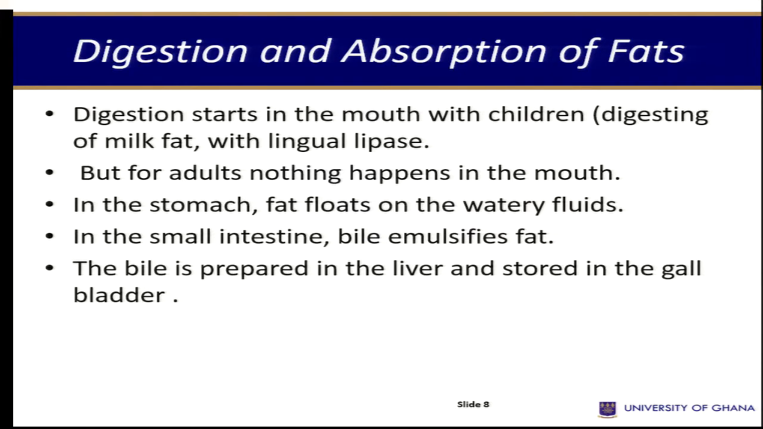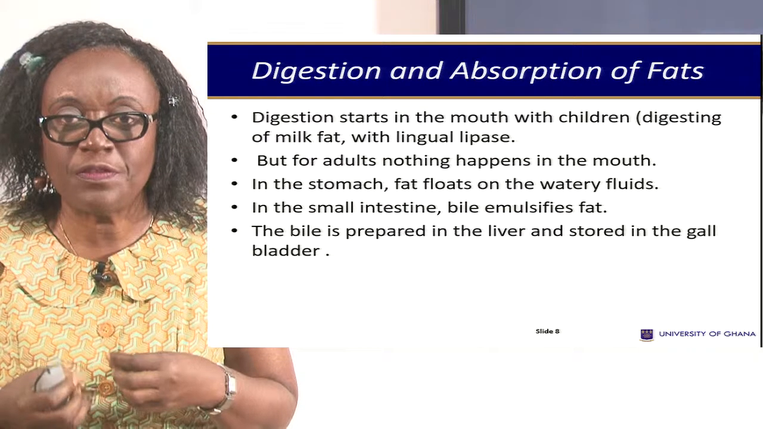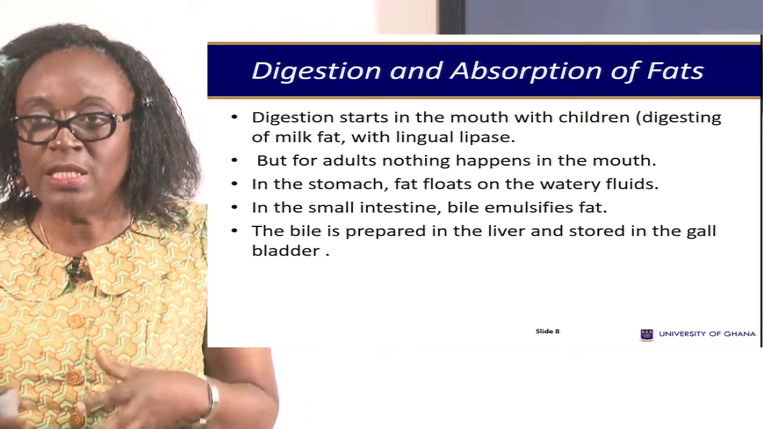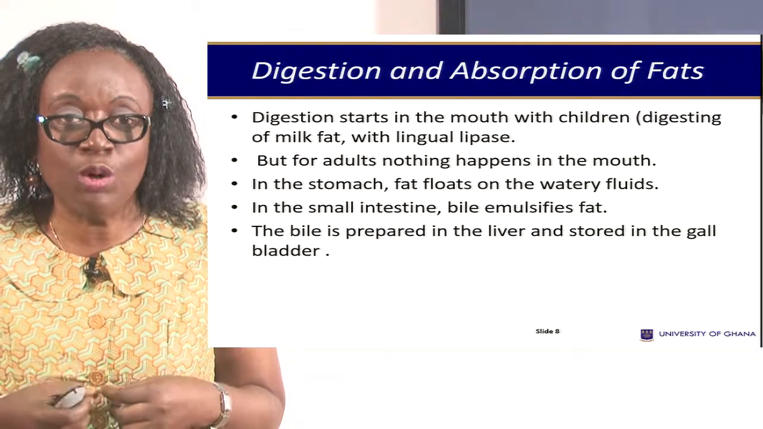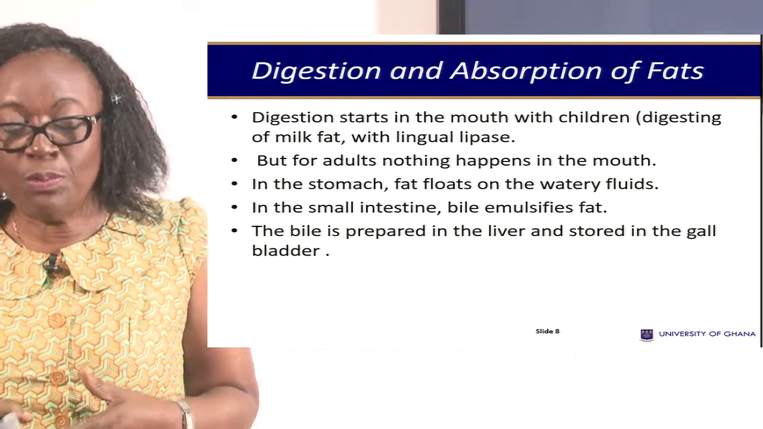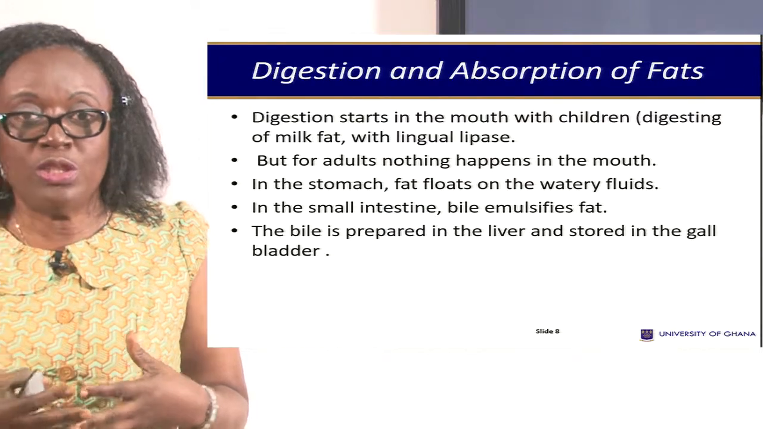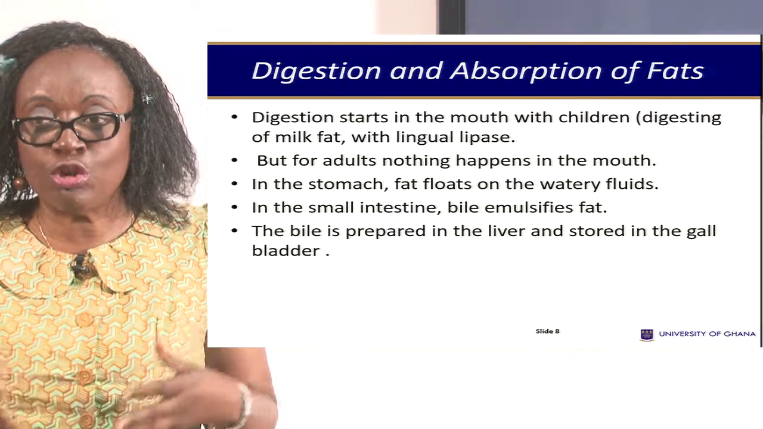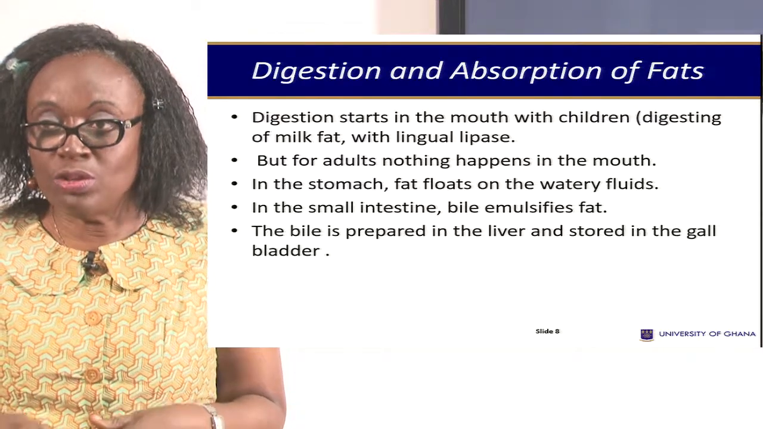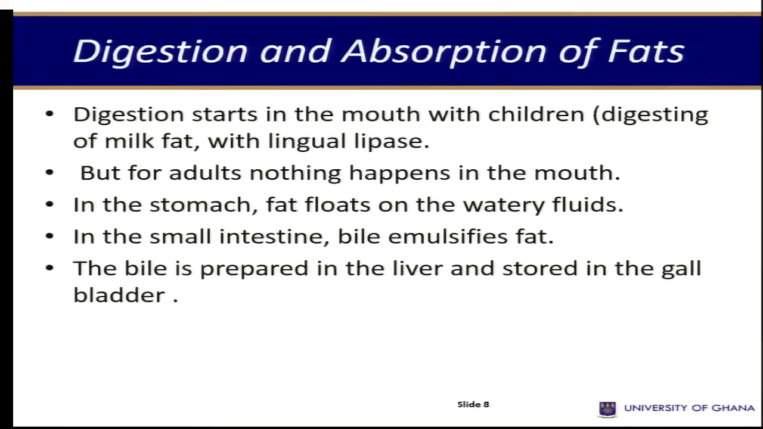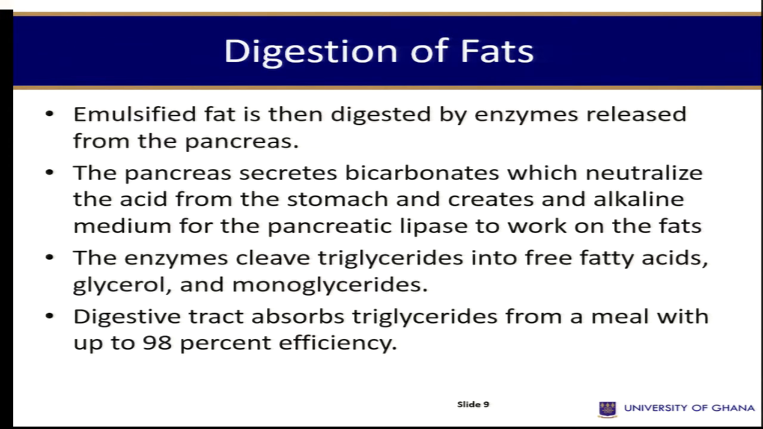In the stomach, we have the fat floating in the watery fluid, and in the small intestine, that is where we have emulsification of the fat. That is where fat digestion actually takes place, in the small intestines. To be able to do this, we have the bile, which is released from the liver and stored in the gallbladder, and goes into the small intestines to enhance emulsification and digestion. Emulsification is key. Without emulsification, digestion cannot go on.